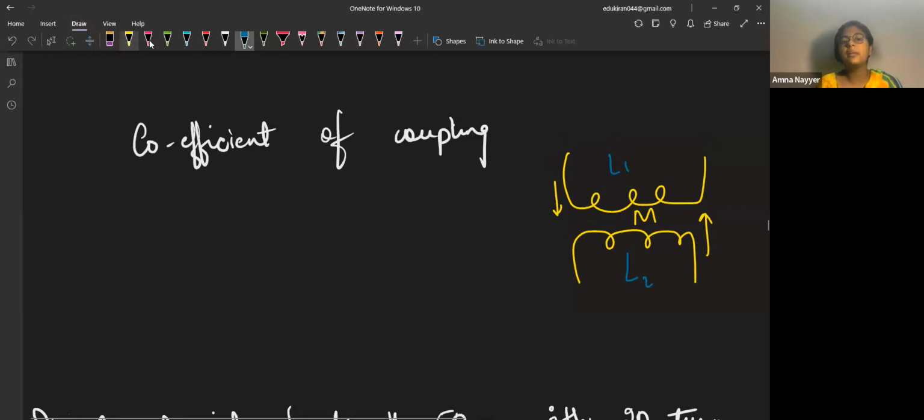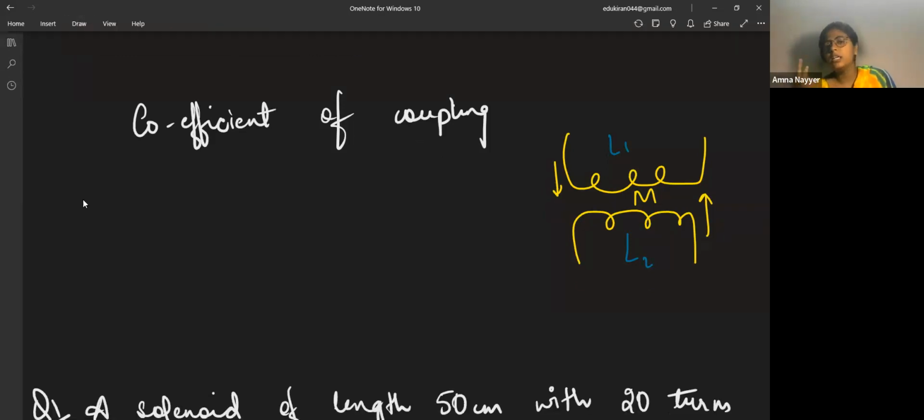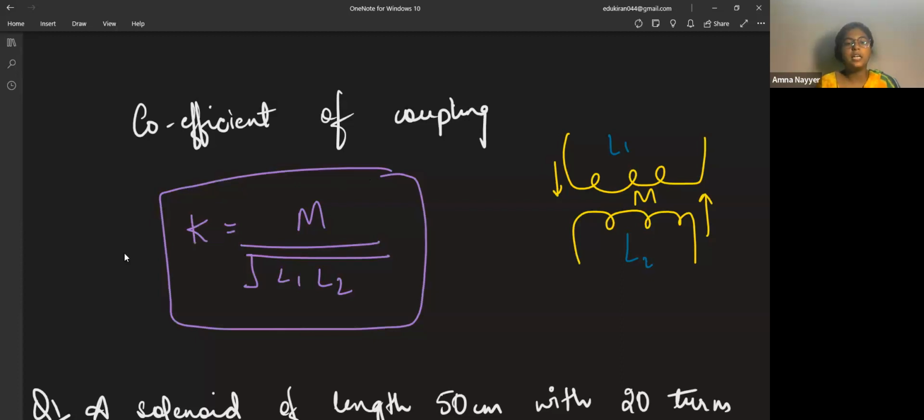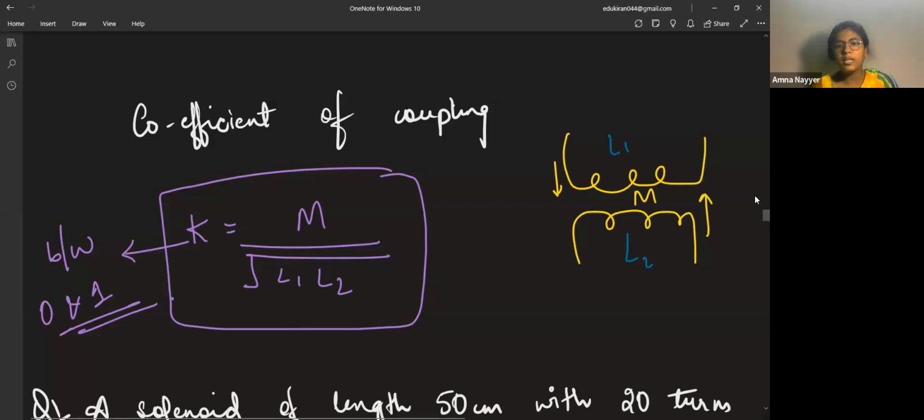So coefficient of coupling is just a formula that connects you with L1, M, and L2. See, mutual induction is the same. It is between the coils, but self-inductances are different. You have two self-induction values. So formula of K is mutual induction divided by under root L1 into L2. This is the formula of it. And value of K lies between 0 and 1. Fine. This is all about mutual induction, self-induction.